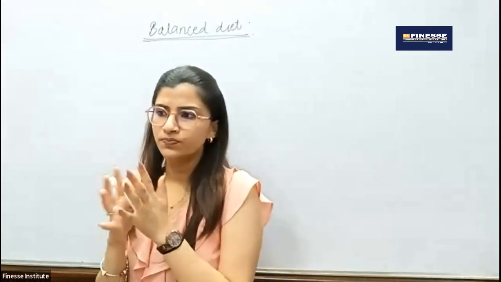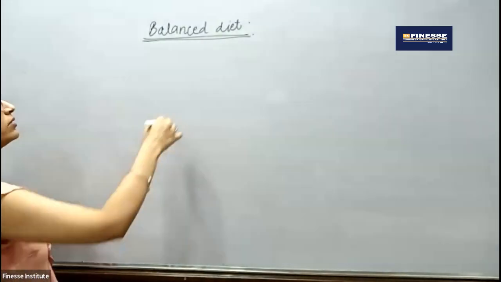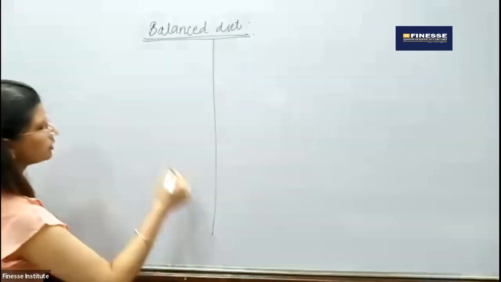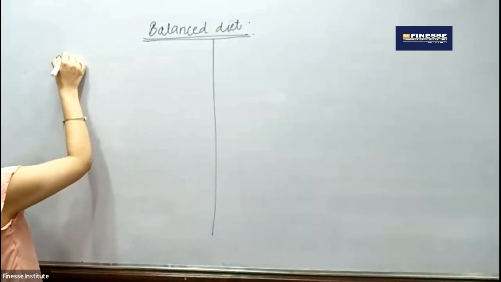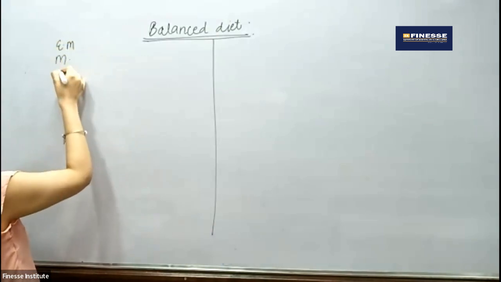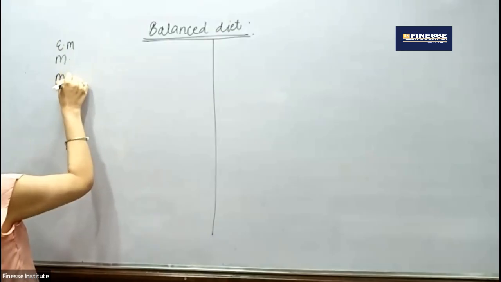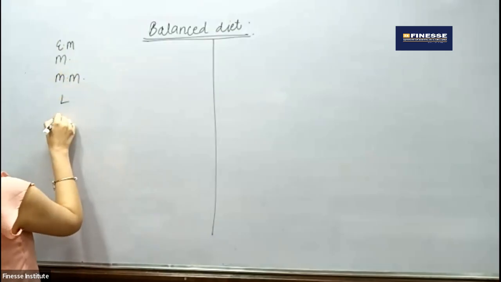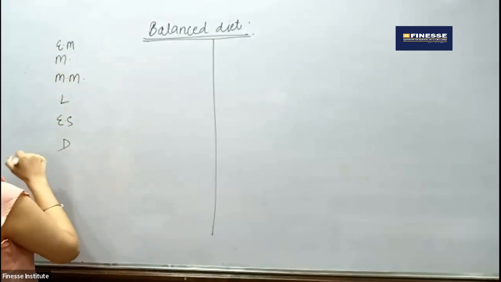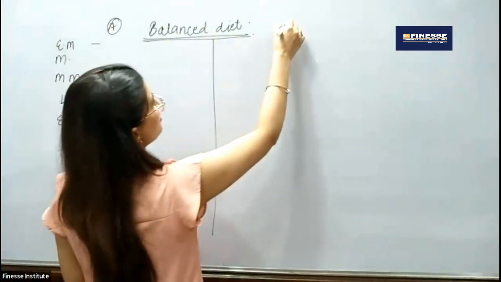Now, I'm giving you two examples, two scenarios for a diet. You will tell me which is balanced and which is not. Let's start with early morning, then morning, meaning your breakfast, then mid morning snack, lunch, evening snack and dinner. Early morning, this is A and this is B.